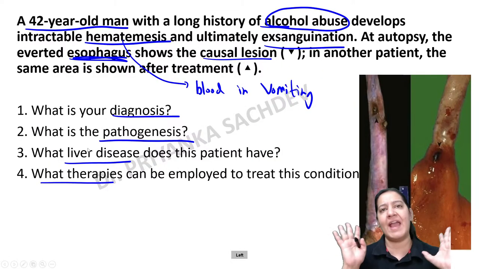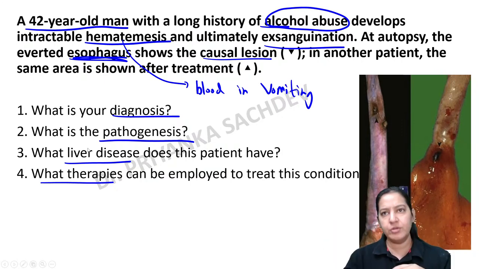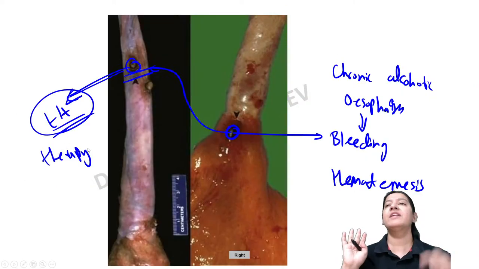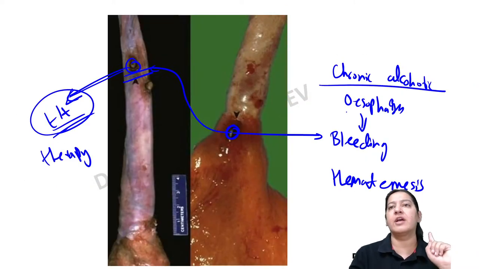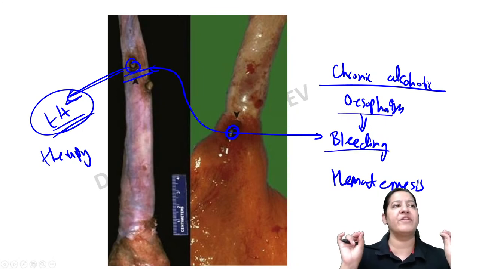Does anyone have any guess what is the answer of any of the four questions? Do you know the answer? No. The first clue given in the question: the patient is an alcoholic drinker, a chronic alcoholic drinker. There is some pathology in the esophagus which is causing bleeding. What is the most common differential coming in your mind? Yes, it is esophageal varices.